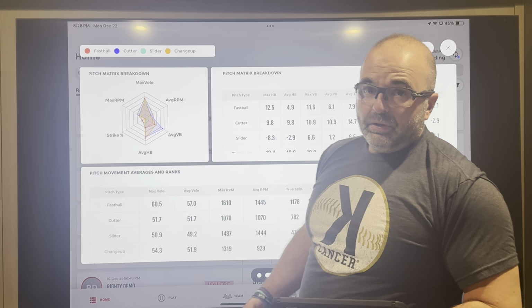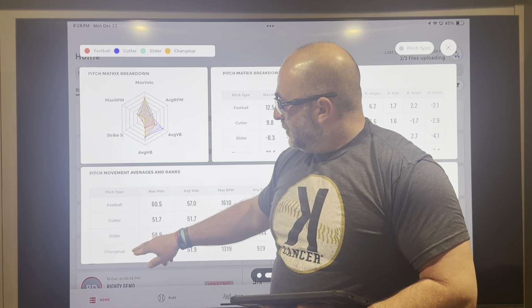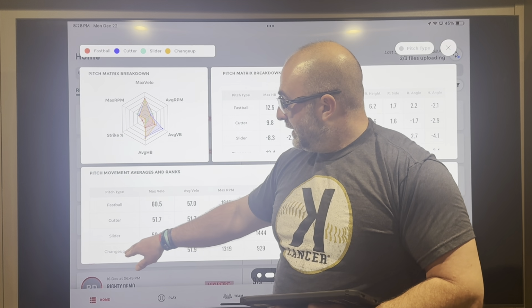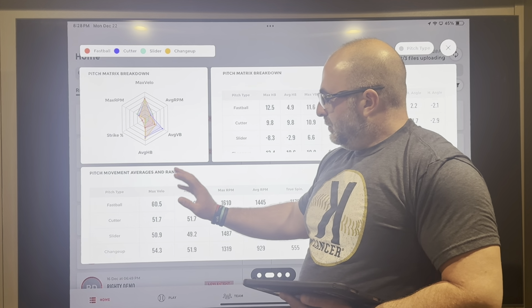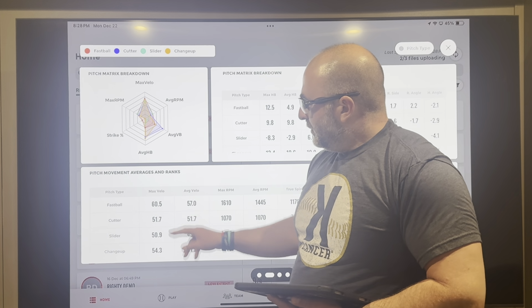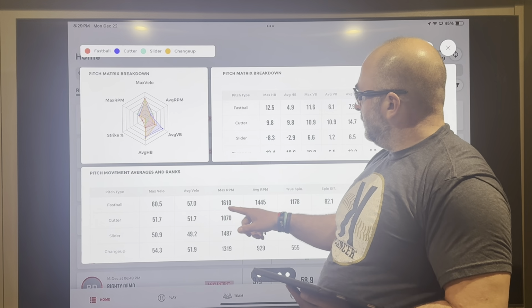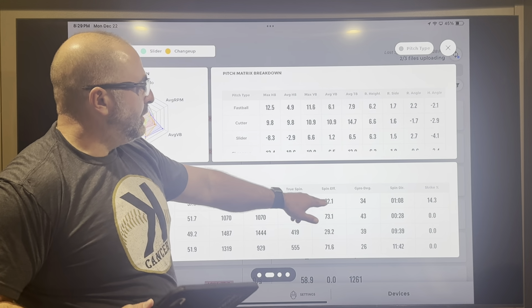So that's what we're going to focus on more tomorrow, getting more speed out of the slider and less velo out of the changeup. And I know you want to work fastball, which we can. I mean, you're in a good spot right now, fastball-wise. I'm not as concerned with that, as long as we can get the spin efficiency on the fastball up.